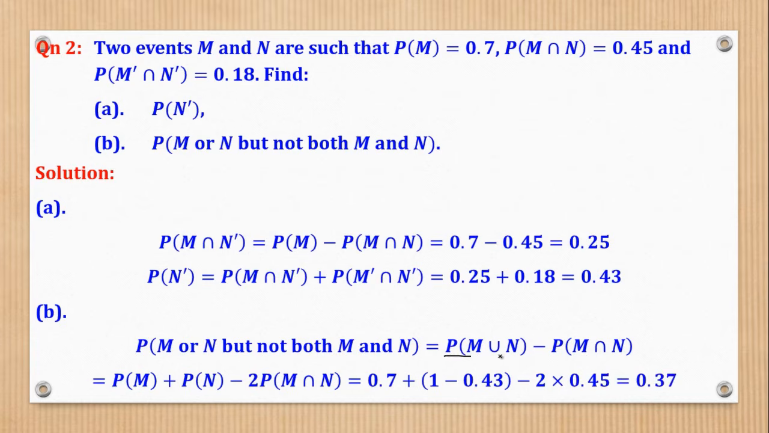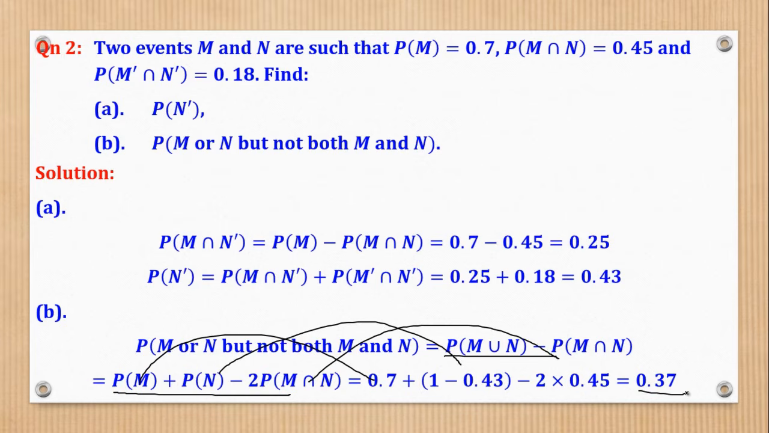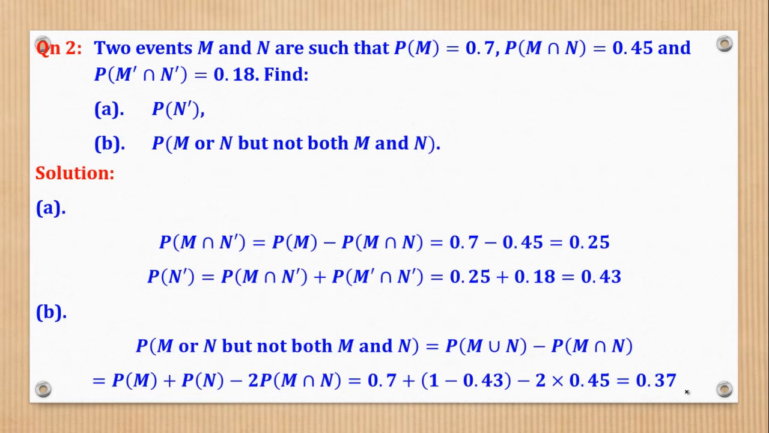And when I expand this, I'll come up with this. I think you already saw that under the O situation. The next is substitute for M, for N, and for the intersection. And I'll come up with 0.37 as the answer.